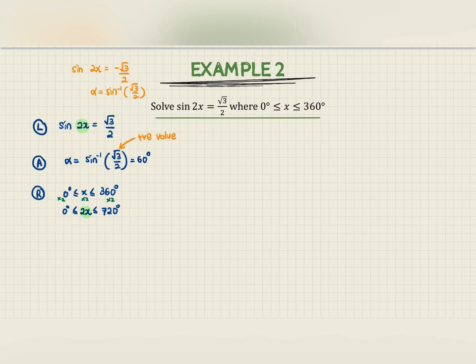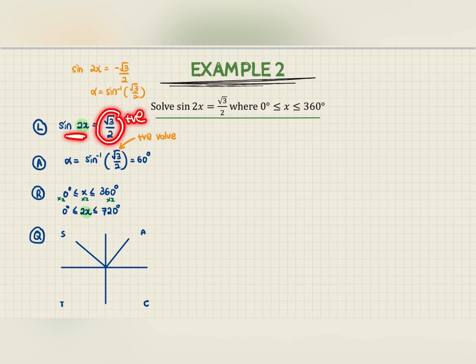Okay, now kita pergi kepada Q, quadrant. Saya lukis dahulu kita punya quadrant. So now I have A, S, T, C. Sign yang positif. Kita akan lukis di kuadran yang pertama dan kuadran yang kedua. Sebabnya value kepada sign kita adalah a positive value. So kuadran pertama dan kuadran kedua. Okay, now saya label kita punya alpha lah. So 60 degree and here pun 60 degree.